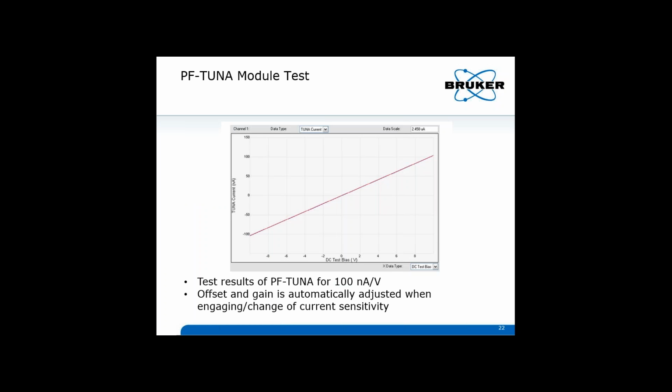Similar to the tuner module, the PF tuner module can also be tested using the test resistor, which was mentioned earlier. Here is an example of the testing result of the sensitivity at 100 nanoamp per volt when we apply the test bias of minus 10 volt to 10 volt. As noted, the gain and offset are automatically adjusted. All that you need to do before your actual experiment is use the test resistor to confirm the module is working properly and functional. This only takes you less than 15 minutes.